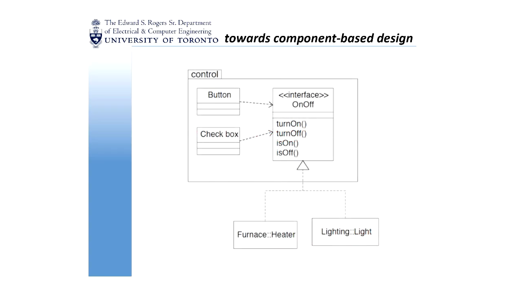As we move toward component-based design, we use these package structures to define clear interfaces. For example, a control package might contain a button and a checkbox that interact with an on-off interface, which is then implemented by specific hardware modules like a furnace heater or lighting light.